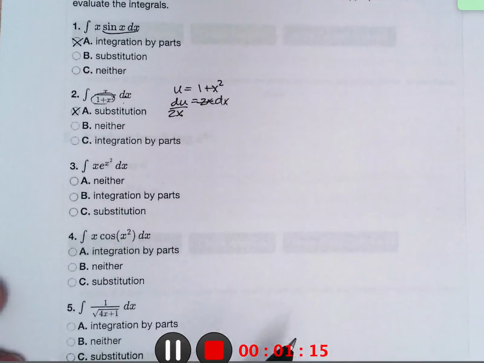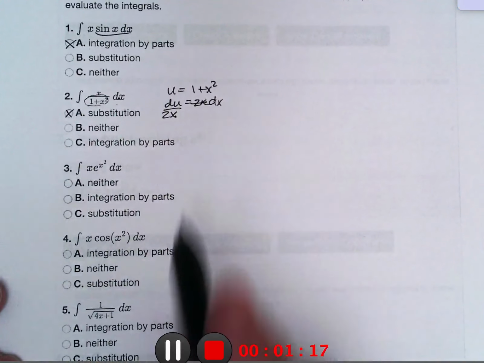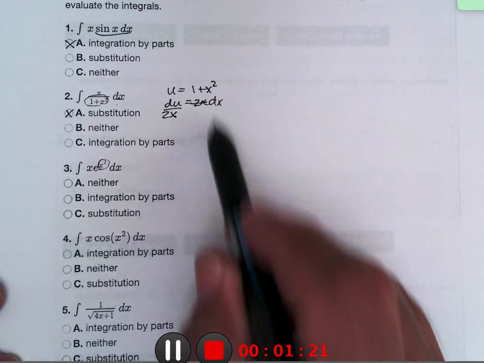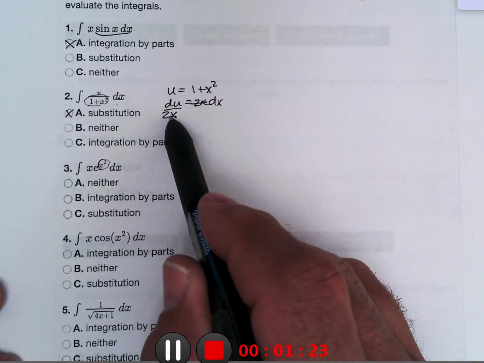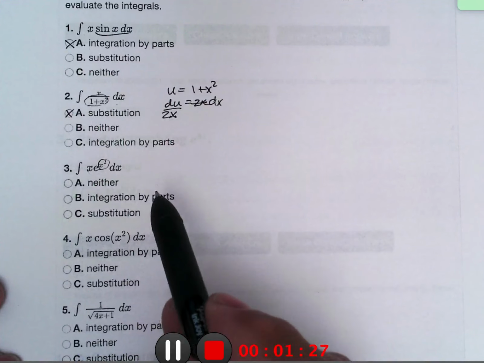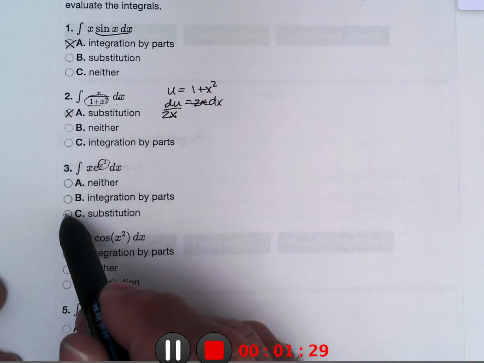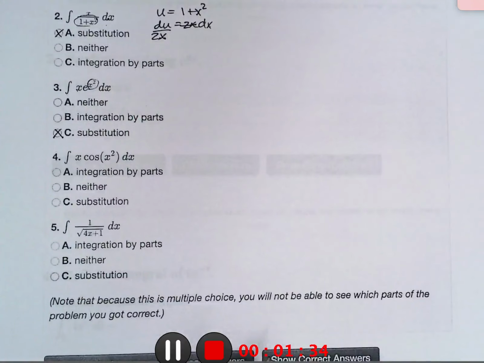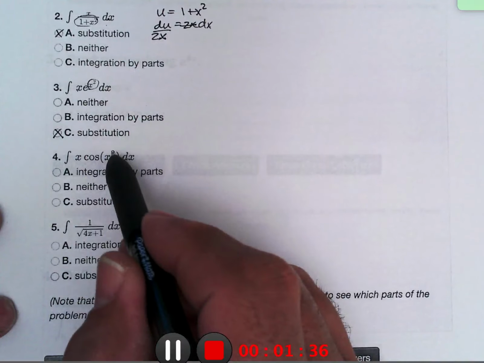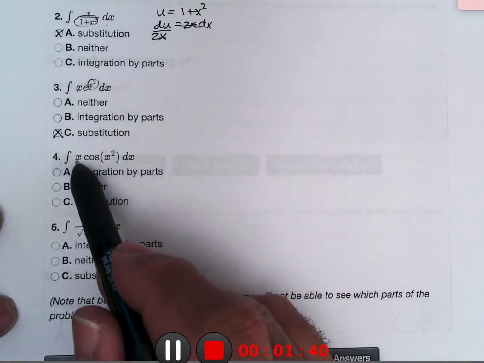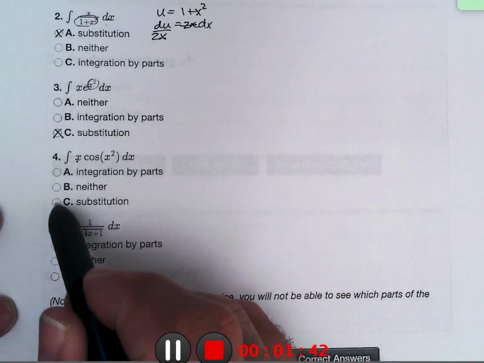Likewise, on this one, if we let u be x squared, it's going to be du over 2x, and that'll cancel the x, and we will be able to do this one by simple substitution. And the next one, again, if we let u be x squared, we'll get a 2x underneath the du, and the x will cancel, and this one can be done by substitution.